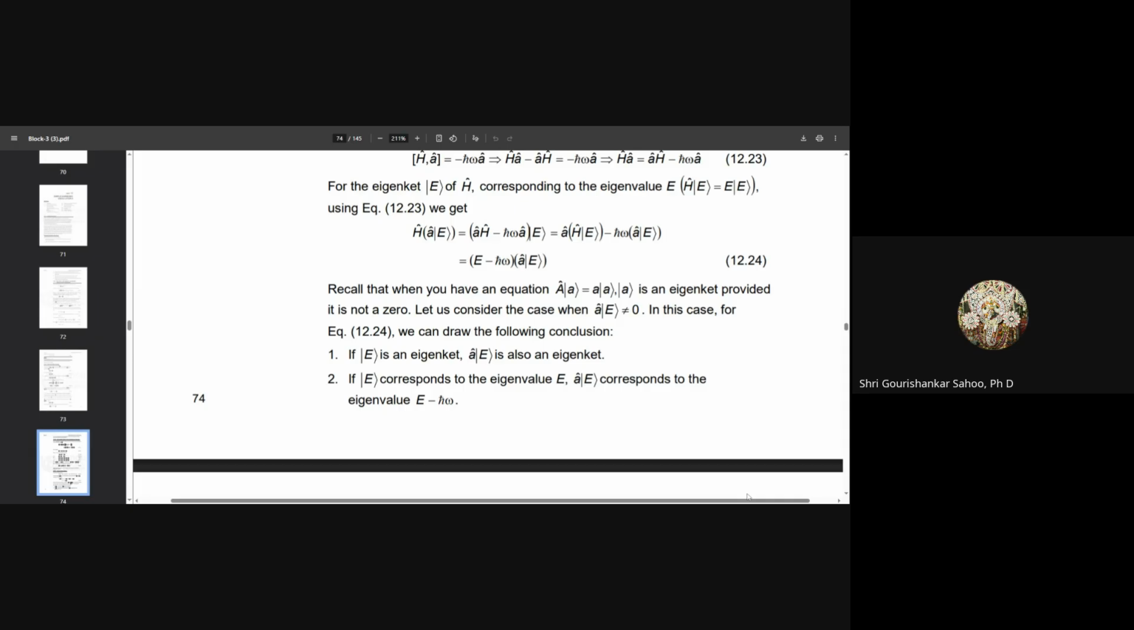So you can consider the case when A cap E is not equal to 0, and in this case, for the equation, H cap A cap E is equal to (E minus ħω) A cap E. We can draw the following conclusion. If ket E is an eigenket, then A cap E is also an eigenket. If ket E corresponds to the eigenvalue E, A cap E corresponds to the eigenvalue E minus ħω.